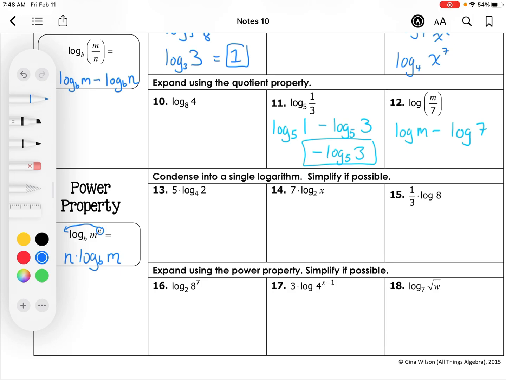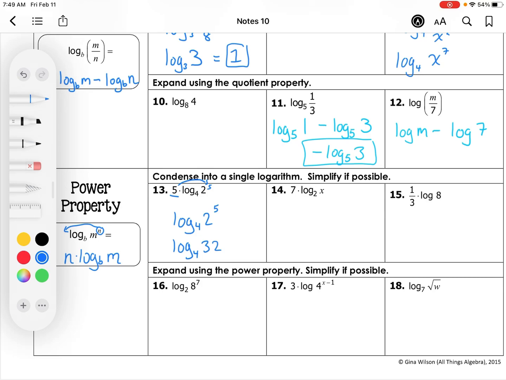Let's look at number 13. The number is written in front, so now we're going to put it back right there, and we write our final answer as log base 4 of 2 to the 5th. And we can simplify that even further. Log base 4, I believe that might be, let's see, 8 is 3, 16, 32. And we can't simplify that because 4 raised to nothing gives us 32.